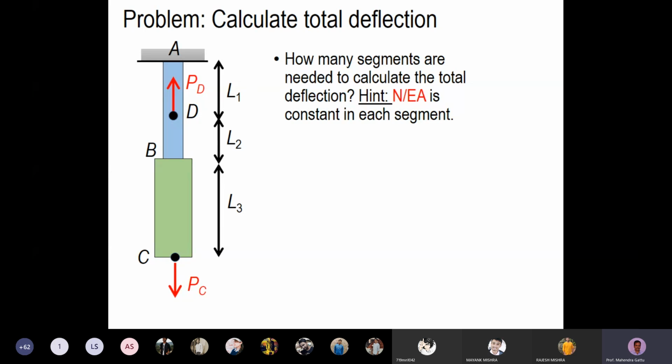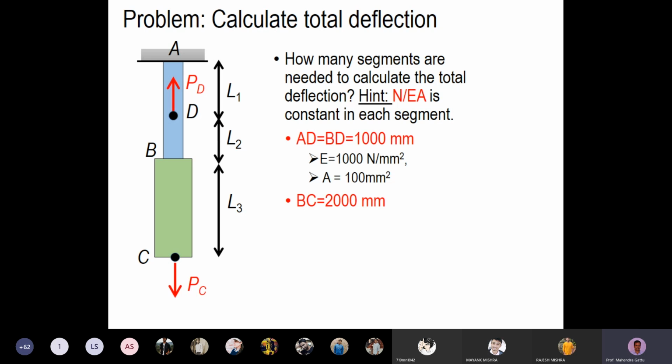We'll solve it as a numerical problem. We are given the AD and BD lengths as 1000 millimeters, Young's modulus as 1000, and area as 100. For portion BC, length L3 is given as 2000, E is 2000 Newton per millimeter square, and area of cross section is 200 millimeter square. What else is given? We are given the value for PD, that is the applied load, which is 400 Newton, and PC is 200 Newton. I think there is a small error here; I think this is 200.